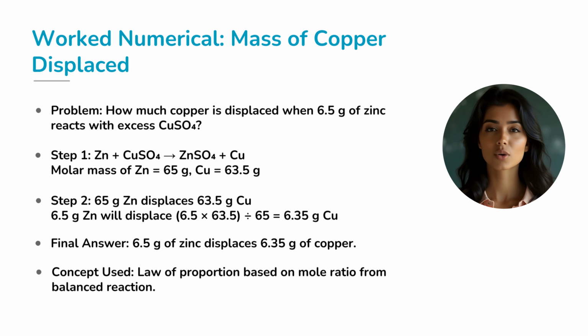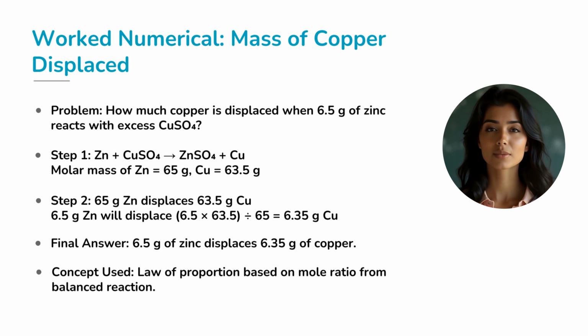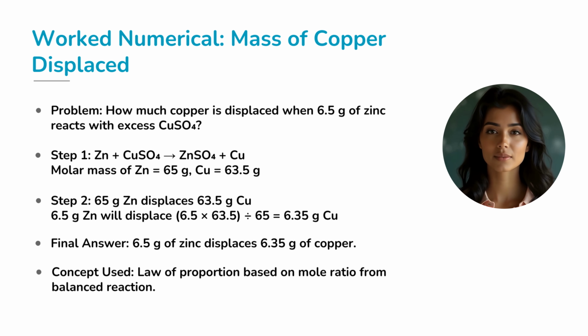From this, we know that 65 grams of zinc displace 63.5 grams of copper based on their molar masses. So for 6.5 grams of zinc, the copper displaced is calculated as 6.5 multiplied by 63.5 divided by 65, which gives us 6.35 grams of copper. This straightforward proportional calculation highlights how balanced chemical equations help us predict the outcomes of reactions quantitatively.